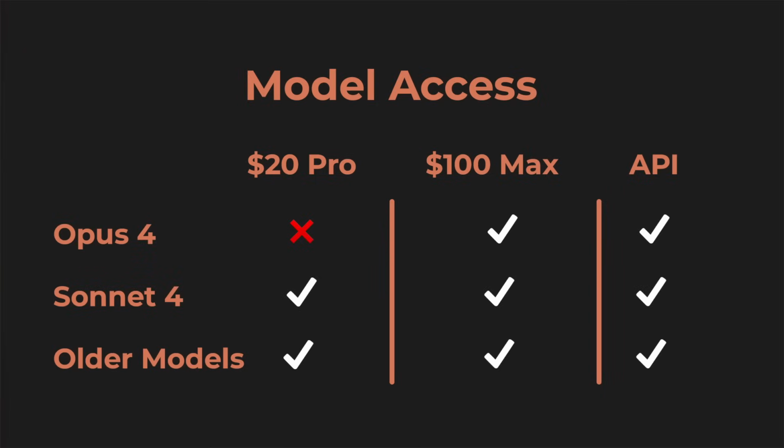On the Pro plan, you don't get access to Claude Opus 4, which is Anthropic's most powerful but most expensive model. And just to clarify, this restriction only applies to Claude Code. You can still use Opus 4 in their regular web chat interface, but when you're using Claude Code, Opus 4 is unavailable. The tool defaults to Claude Sonnet 4 instead.